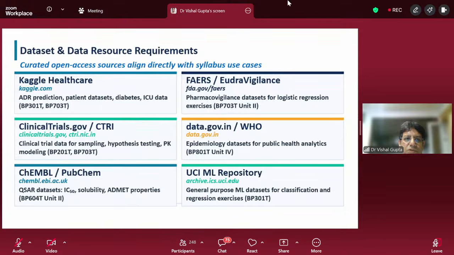Dataset and data resources requirement: again, curated open access resources aligned directly with the syllabus use cases. So I told you Kaggle can be there. ClinicalTrials.gov, from there you can get the data. ChEMBL and PubChem both are freely available. FAERS and EudraVigilance, a pharmacovigilance database of the European region, can be used. Data.gov.in or WHO websites also give you all the epidemiology datasets for public health analytics, and the UCI ML repository.